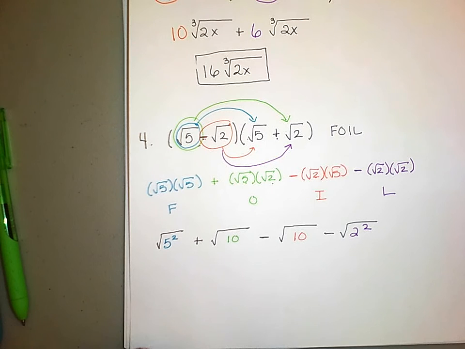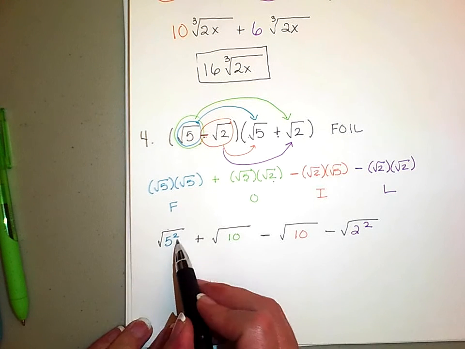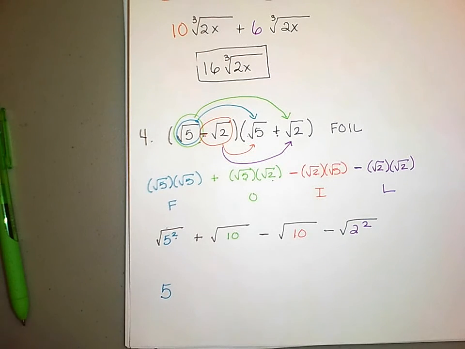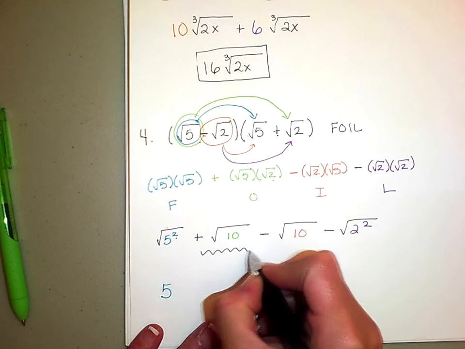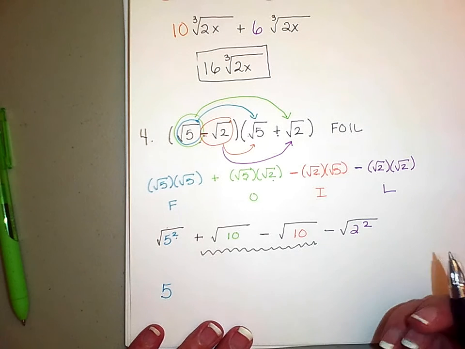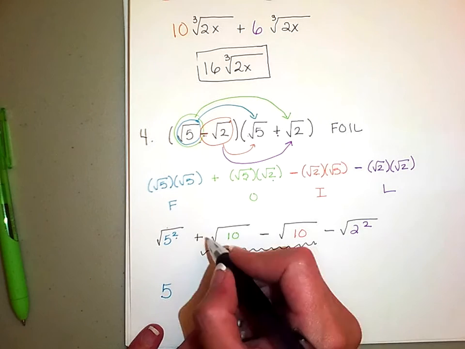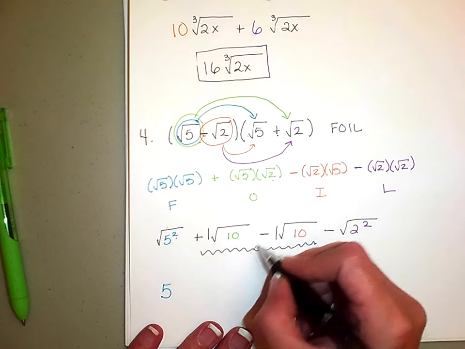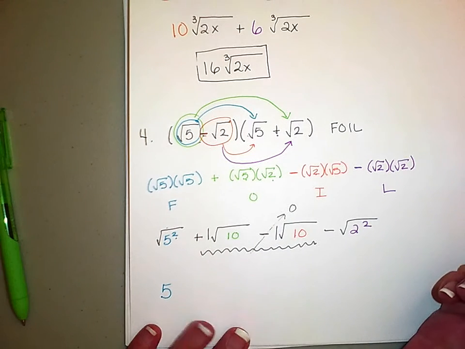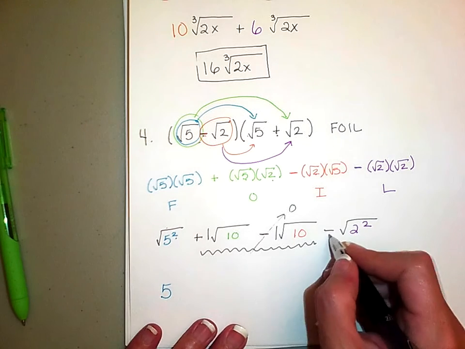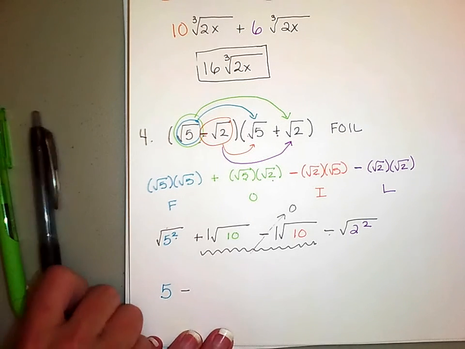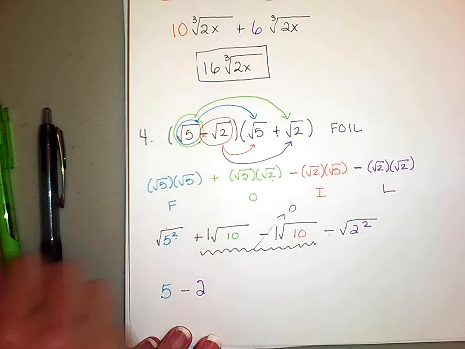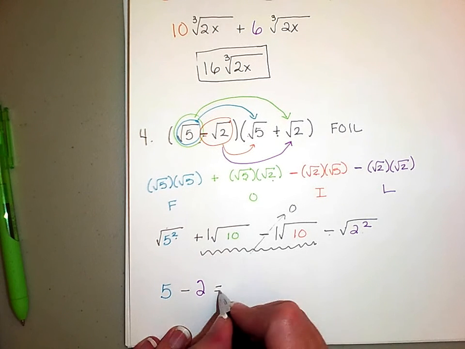And now we need to simplify. The square root of 5 squared, well, that's simply 5. And in between here, what we notice is that these are like radicals. So if I have one square root of 10 and I subtract the square root of 10, this goes to 0. Then we subtract, and the square root of 2 squared is 2. And now we have 5 minus 2, which is simply 3.